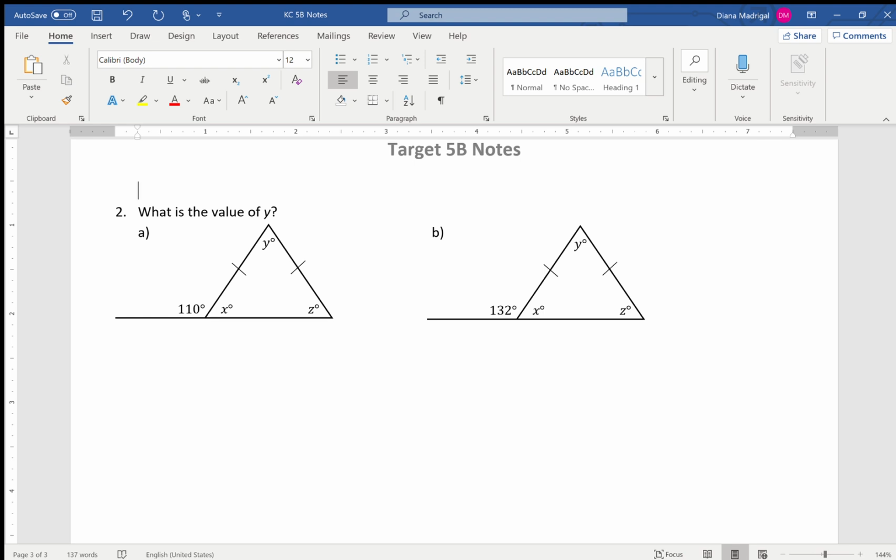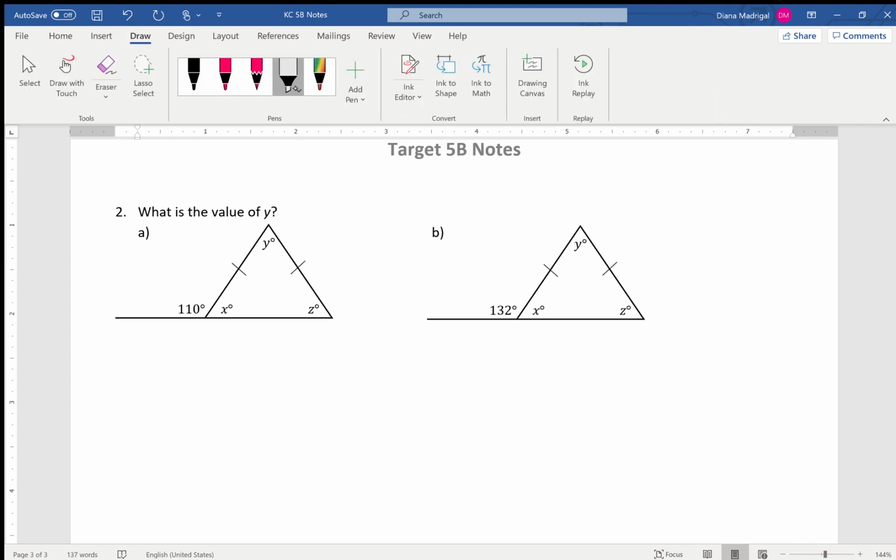The next practice problem is going to use a little of what we know so far about triangles, especially isosceles triangles, but we are also going to need the information that we learned from rotations. So let's get started. It says, what is the value of y? Again, the question is asking you to find out what y equals.